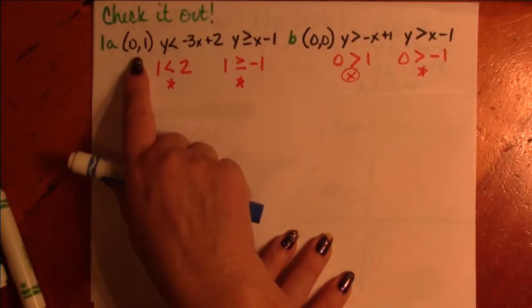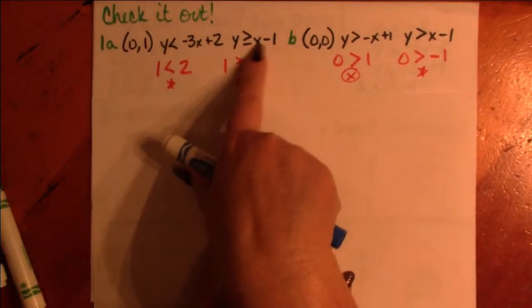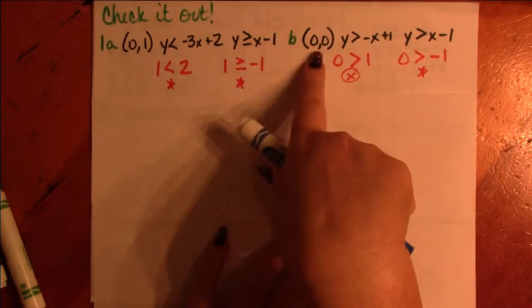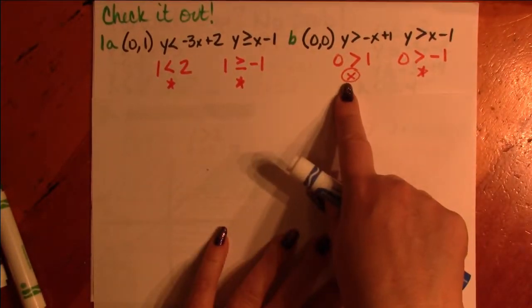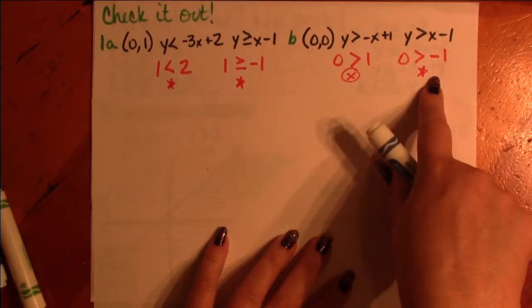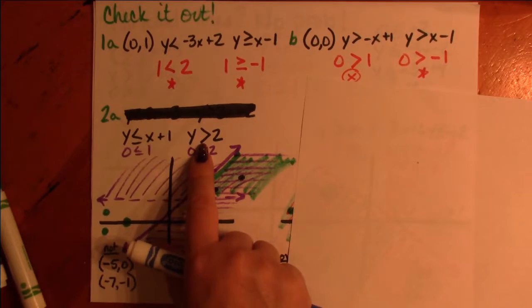So for Check It Out, number 1, is 0, 1 a solution to this equation? Yes, it works for both of them. Is 0, 0 a solution to this system of inequalities? No, it does not work here, though it does work here. For number 2, we have these two inequalities in a system.